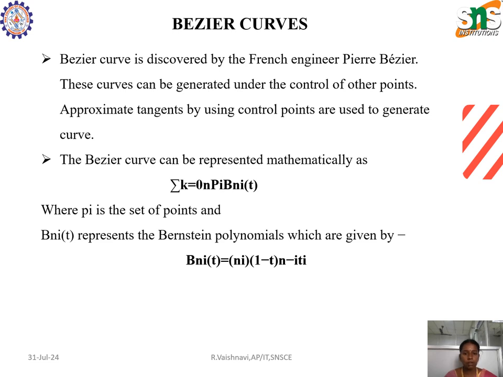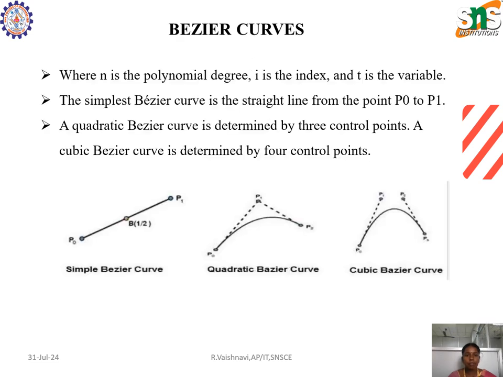The Bezier curve can be represented mathematically as the summation of i equal to 0 to n of Pi Bi,n of t, where Pi is the set of points and Bi,n of t represents the Bernstein polynomials, which are given by n choose i into t to the power i into 1 minus t to the power n minus i, where n is the polynomial degree, i is the index, and t is the variable.